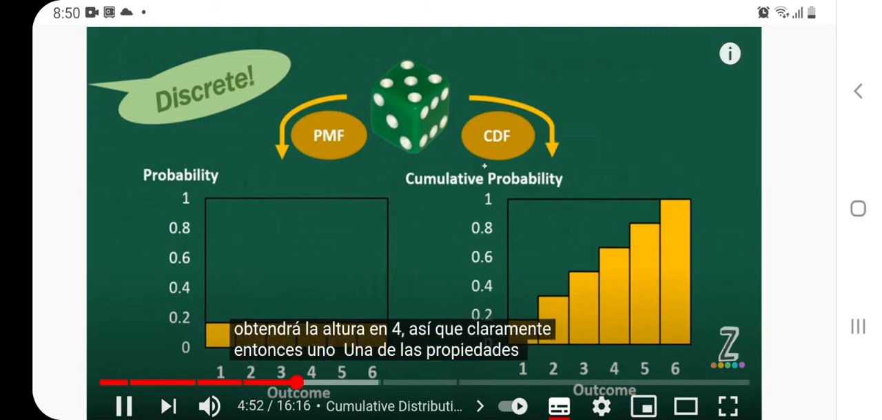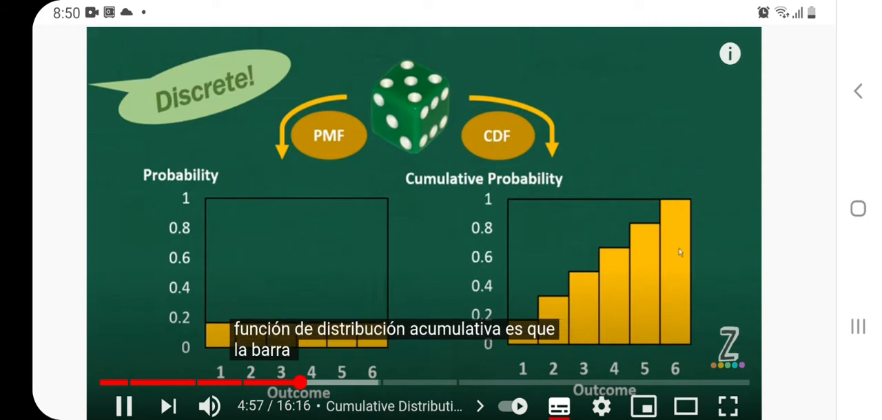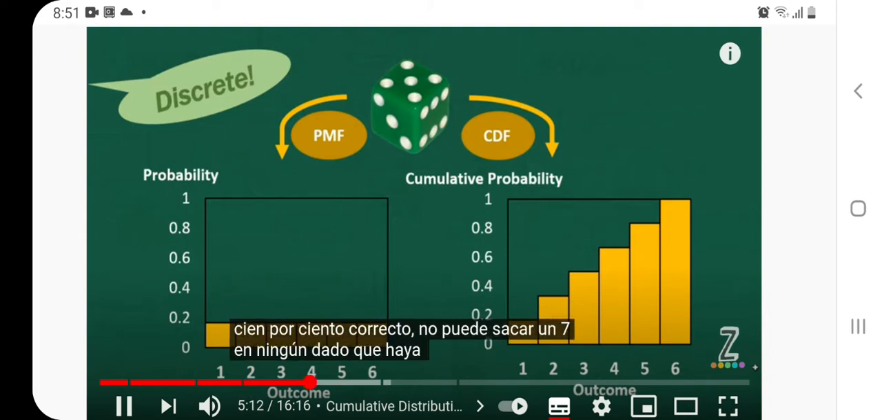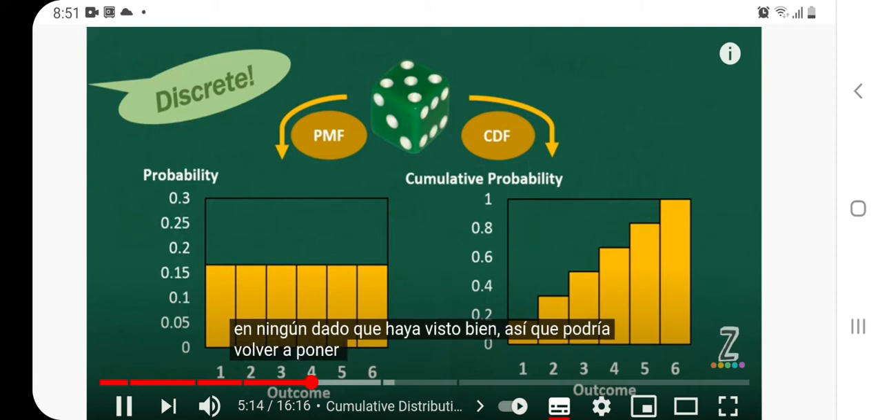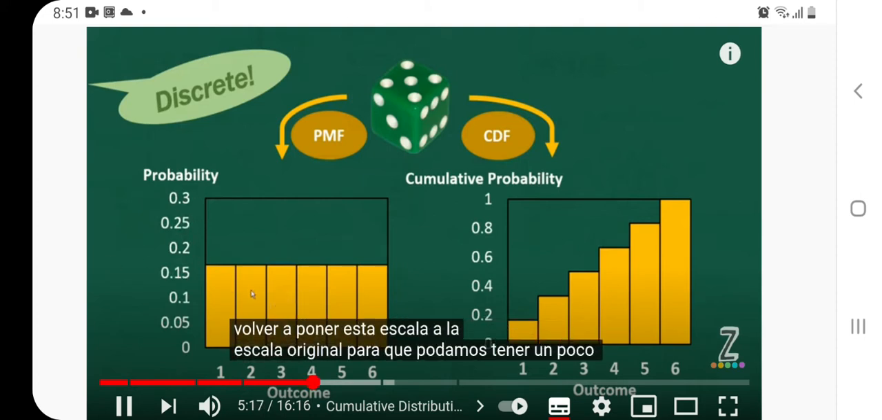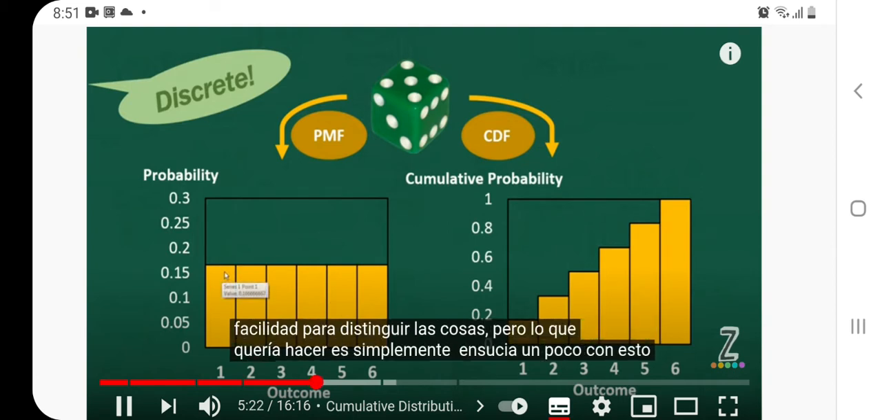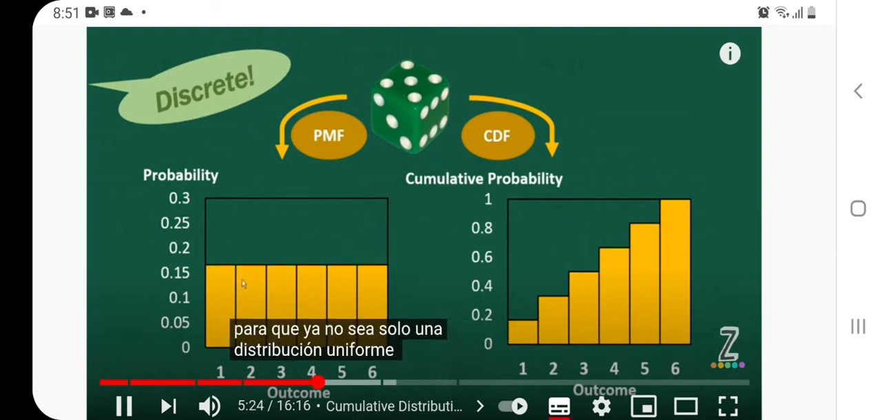So quite clearly then, one of the properties of a cumulative distribution function is that the final bar needs to be 1. It needs to get to 1 by the end. Because don't forget, the probability of getting a 6 or less when you're rolling a dice has to be 100%, right? You can't roll a 7 on any dice I've seen. Okay, so I might just put this scale back to the original scale so we can have a little bit more ease at distinguishing things. But what I wanted to do is just muck with this a little bit so it's no longer just a perfect uniform distribution like it is here.